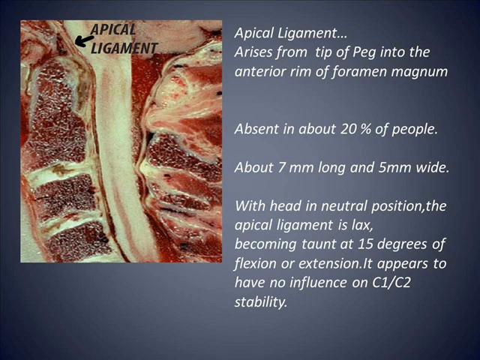With the head in the neutral position, the apical ligament is lax, becoming taut at about 15 degrees of flexion or extension. It appears to have no influence on C1, C2 stability, and we can see it labelled, the apical ligament, at the top of the sagittal cut.